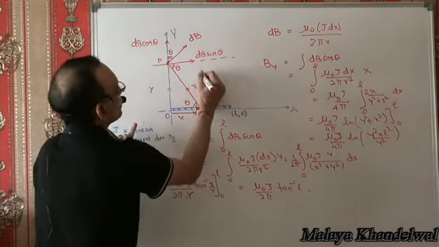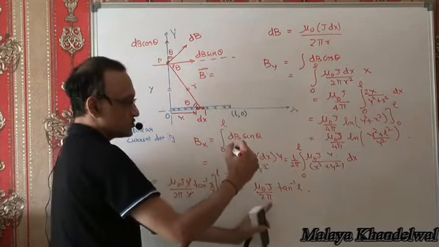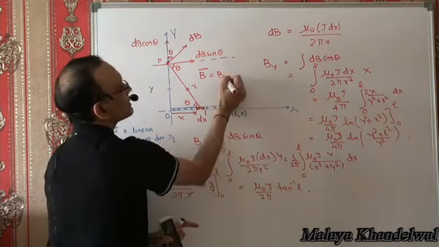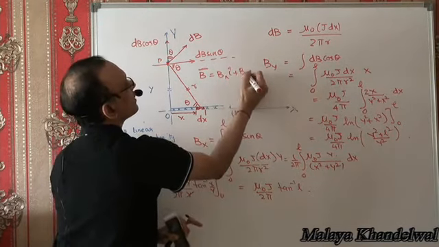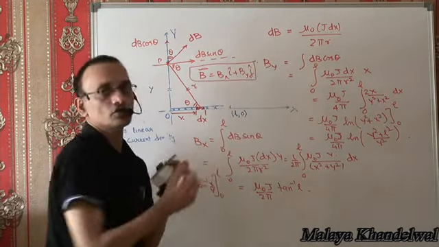And the net field, therefore, vectorially, at the point P is going to be the Bx which we have computed, Bx i cap plus By j cap. That's the net field.